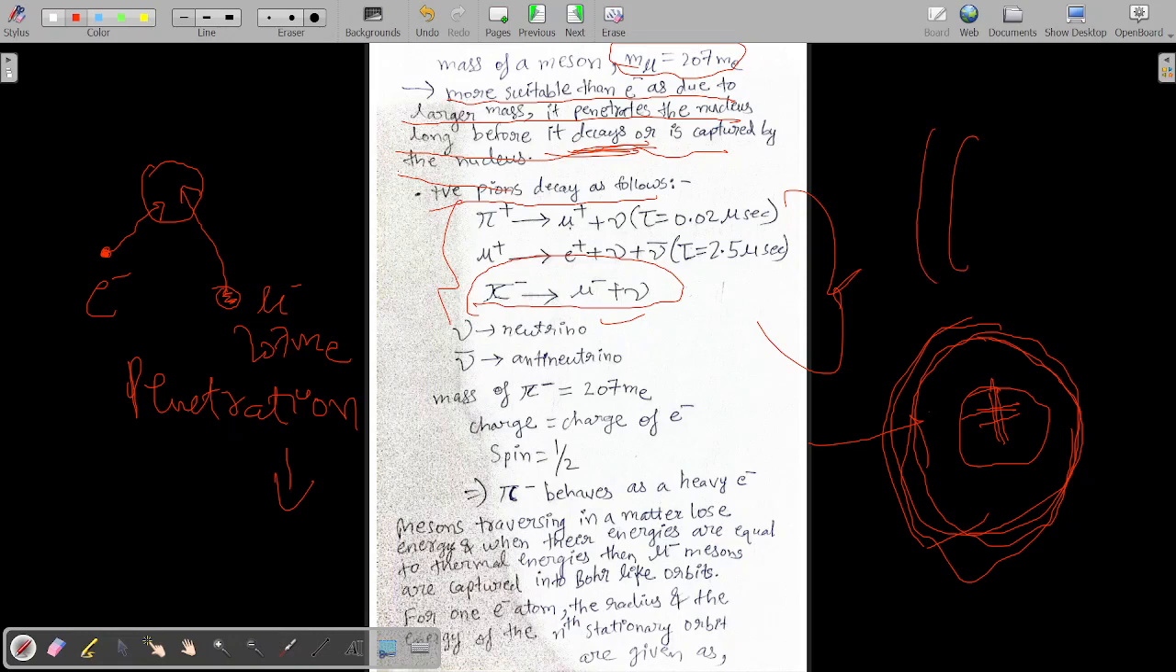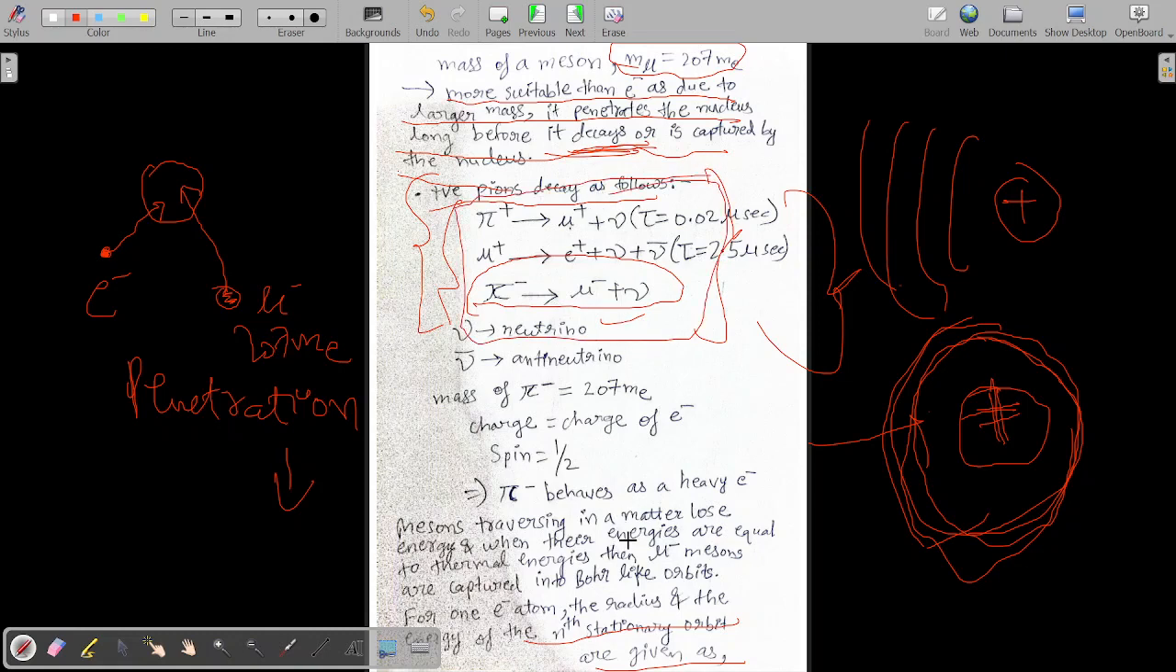Okay, the Bohr-like orbits. For example, the electron has Bohr-like orbits. You must have learnt in the lower classes circular Bohr-like orbits. So the mu minus meson will also be captured in those circular Bohr-like orbits. Okay, for one electron atom, the radius and the energy of nth stationary orbit are given as. Now this definition of positive pions will be of use to you later on. When will this be used I will tell you, but first of all you go ahead with this.